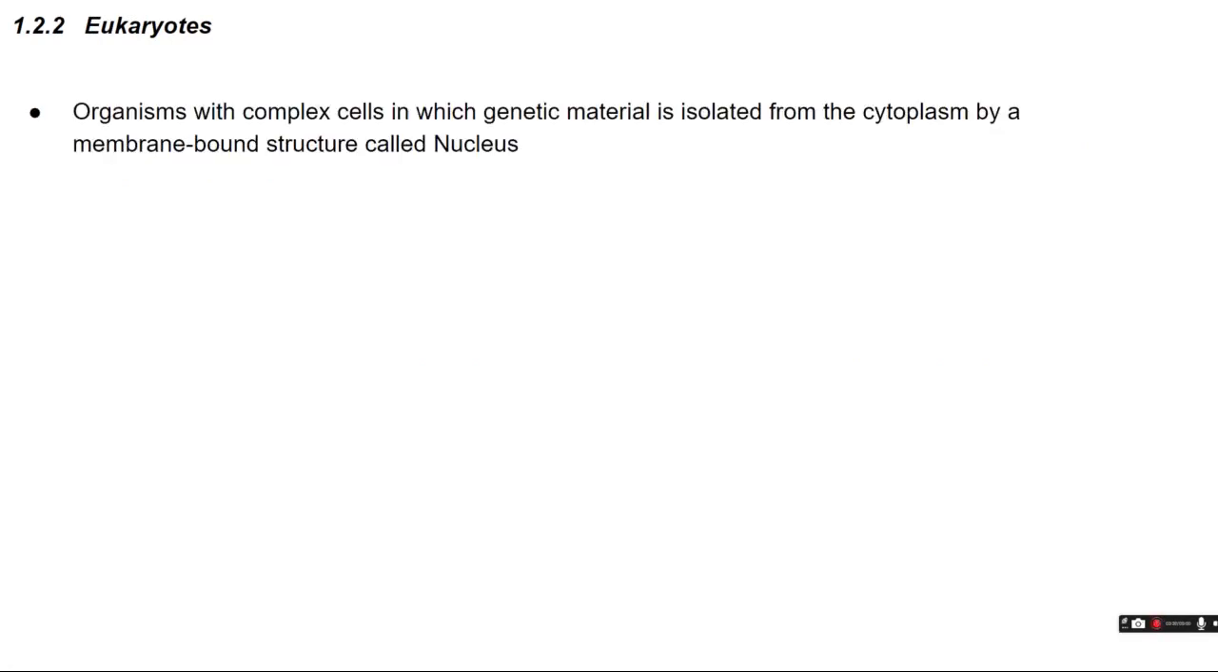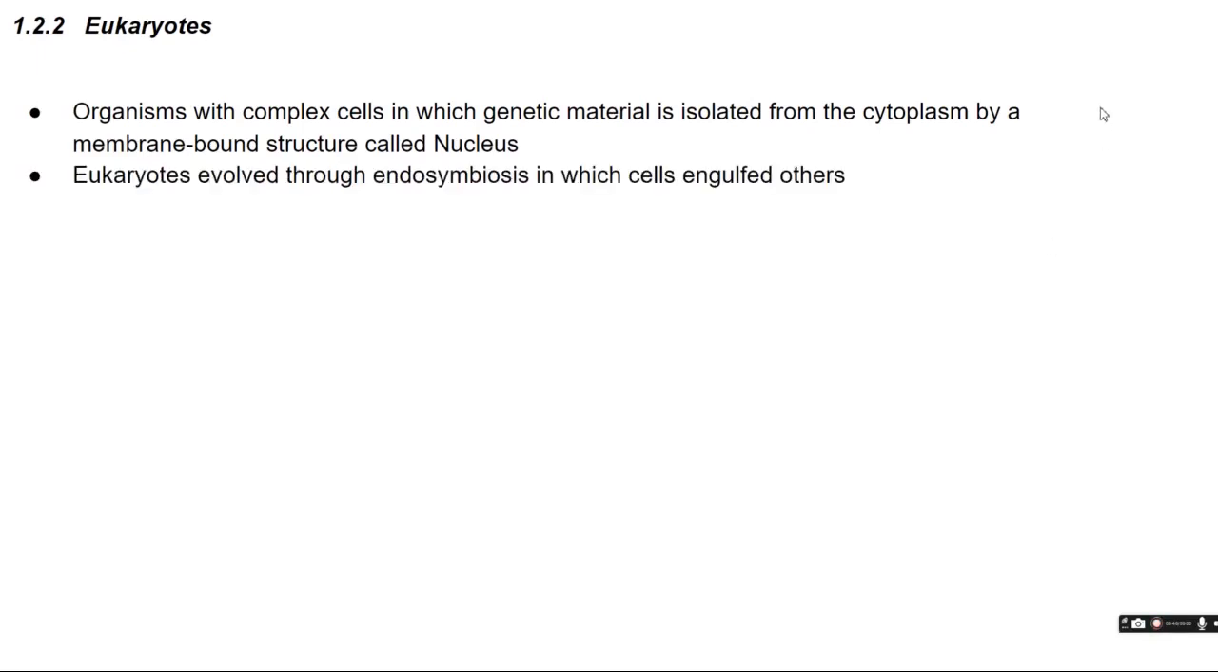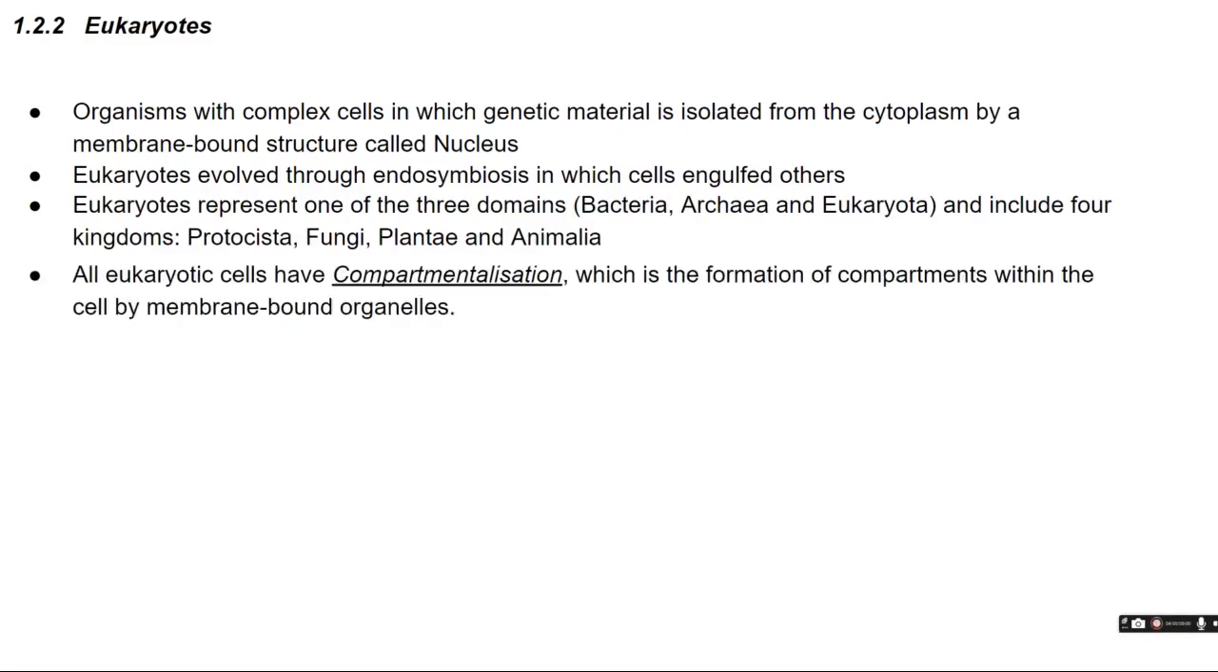Alright, now on to eukaryotes. Eukaryotes, unlike prokaryotes, are organisms with complex cells in which the genetic material is located in the nucleus and is isolated from the cytoplasm by a membrane. Eukaryotes evolved through endosymbiosis, which is basically a process in which prokaryotic cells engulfed each other. They all have compartmentalization, which is the formation of compartments within the cell by membrane-bound organelles.